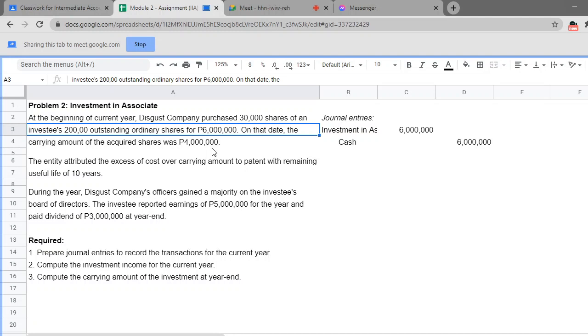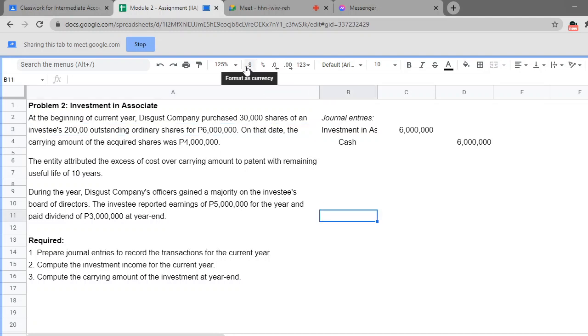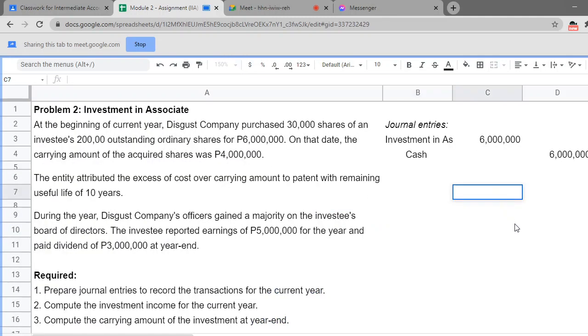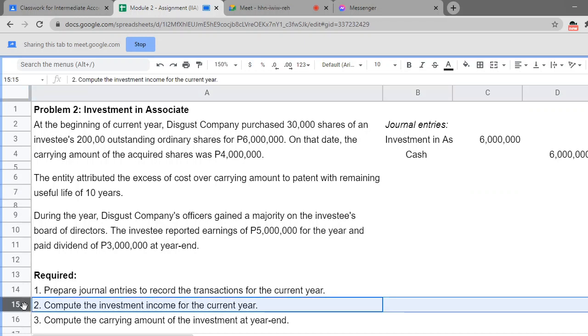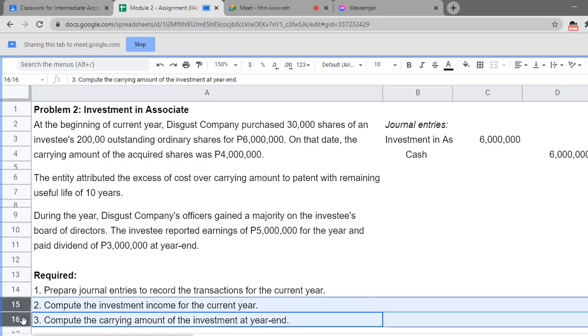investee mo. Okay, so using this problem, and let's make this as a drill, let's compute for, so later na lang ang journal entries. Let's compute for the investment income and the carrying amount. So, yan, drill na naman.